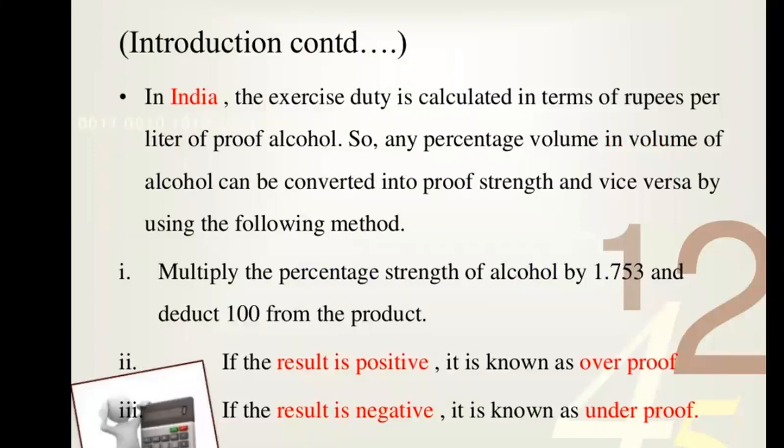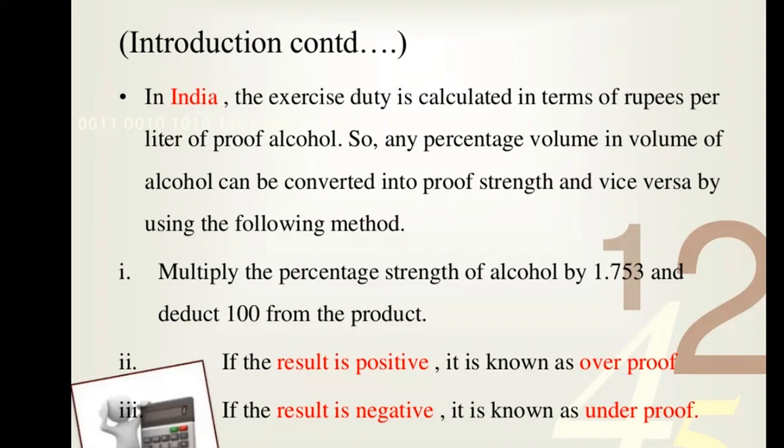Next, in India, excise duty is mainly calculated in terms of rupees per liter of proof alcohol. So they mainly calculate in terms of proof alcohol or proof spirit. That is called proof strength. Proof alcohol is converted into proof strength and proof strength is converted into proof alcohol. In India, the excise duty considers it as proof alcohol or proof spirit. That is why these are called proof spirit calculations.